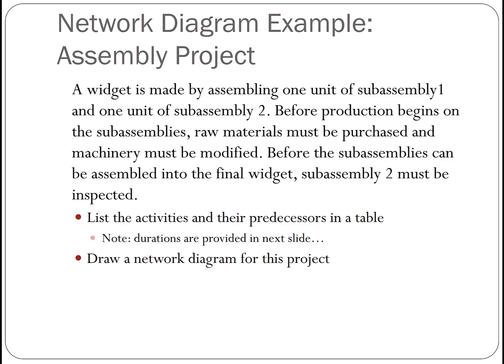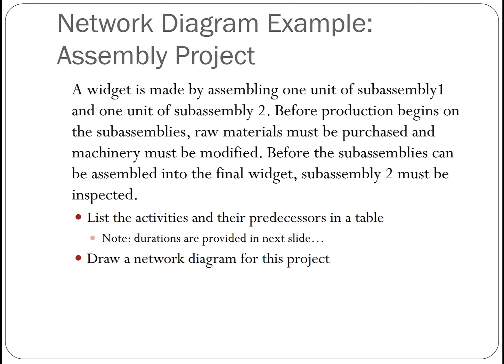So this widget is made by assembling one unit of subassembly 1 and one unit of subassembly 2. Before production begins on the subassemblies, raw material must be purchased and the machinery must be modified. And before the subassemblies can be assembled into the final widget, subassembly 2 must be inspected. So where does this project start?